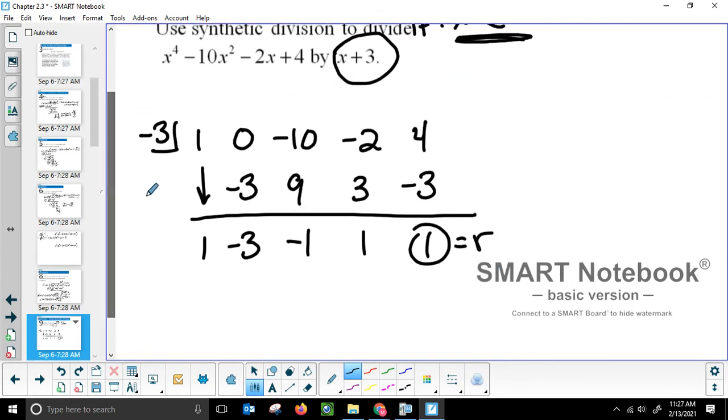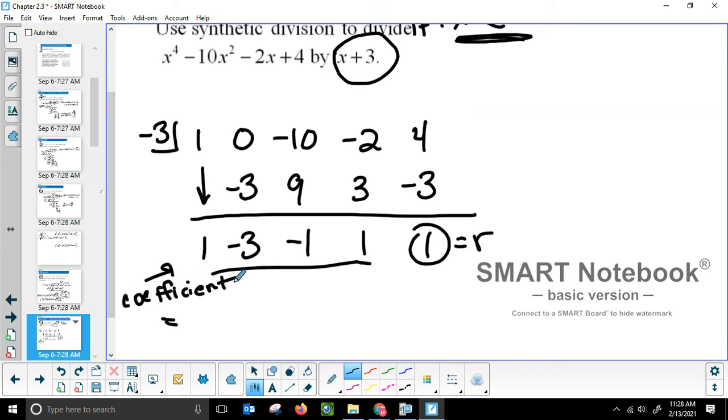Now this is going to be my quotient. These are the coefficients of my quotient, and we start with one power less than whatever my original function was. Since this was a 4th degree polynomial, this would be 1x cubed minus 3x squared minus 1x plus 1. And then my remainder always still goes over my divisor.